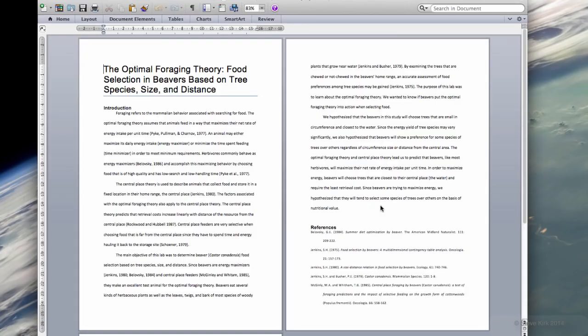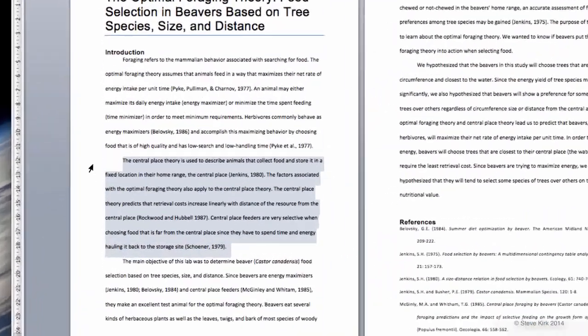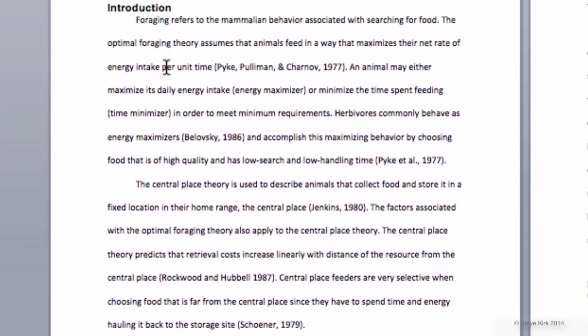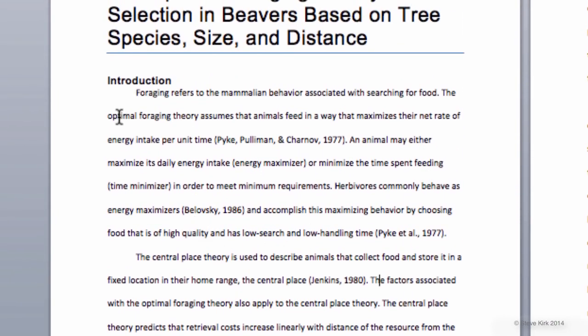Let's just take a quick look at this paper again. Now, for example, this second paragraph here starts with: the central place theory is used to describe animals that collect food and store it at a fixed location in their home range, the central place. And there's a citation. Then they explain more details about the central place theory. So this paragraph is all about the central place theory. That's the one topic. This paragraph explains the optimal foraging theory, and all this is about that.